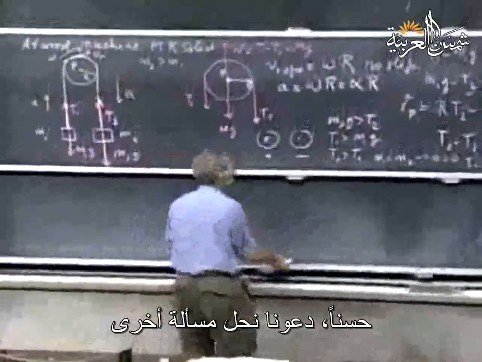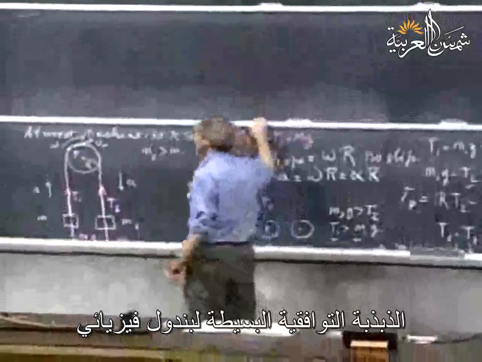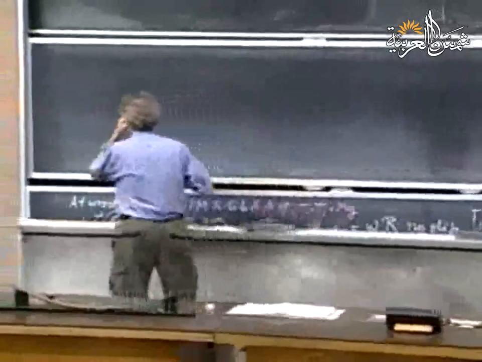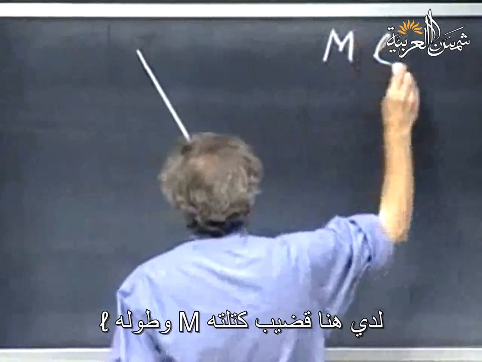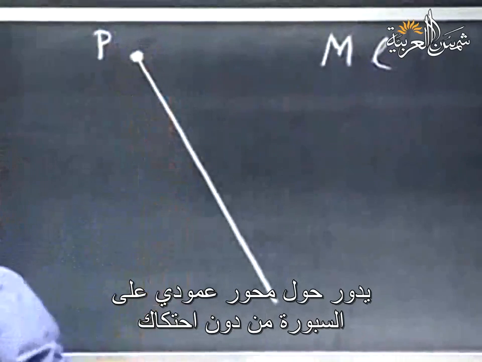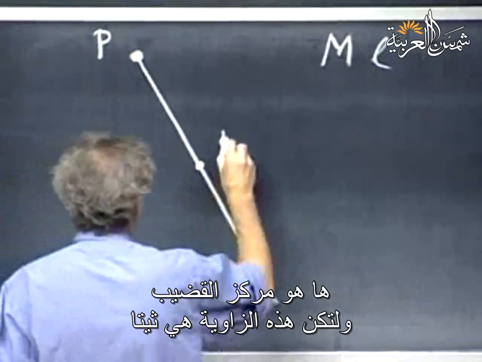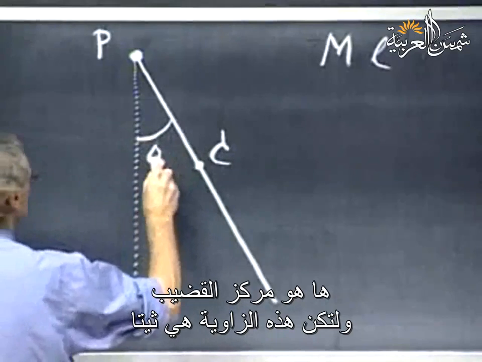All right, let's now do another problem. Simple harmonic oscillation of a physical pendulum. I have here a rod, mass m, length L, rotating here about an axis perpendicular to the blackboard without friction. Here is the center of the rod, and let this angle be theta.